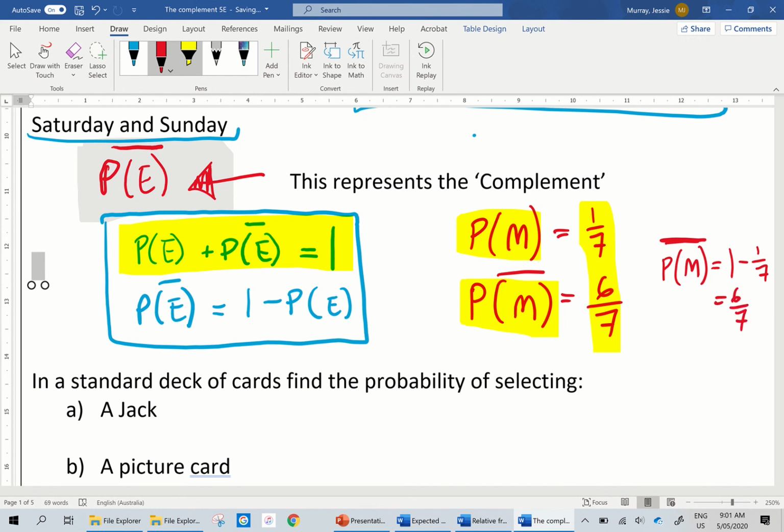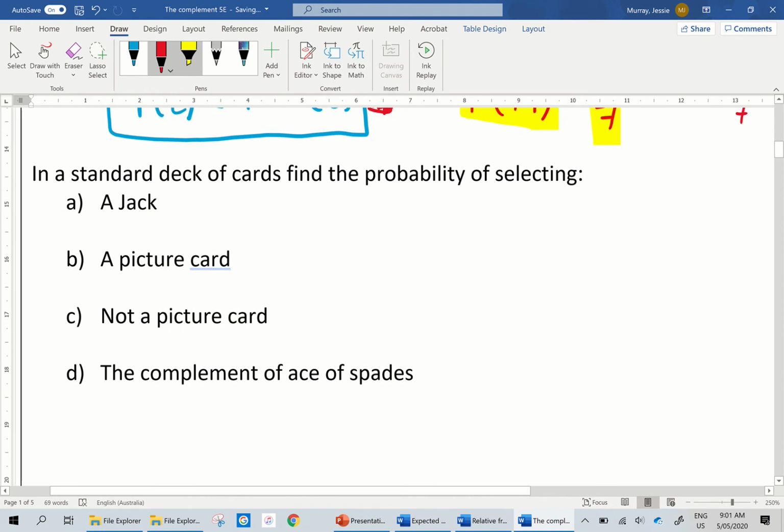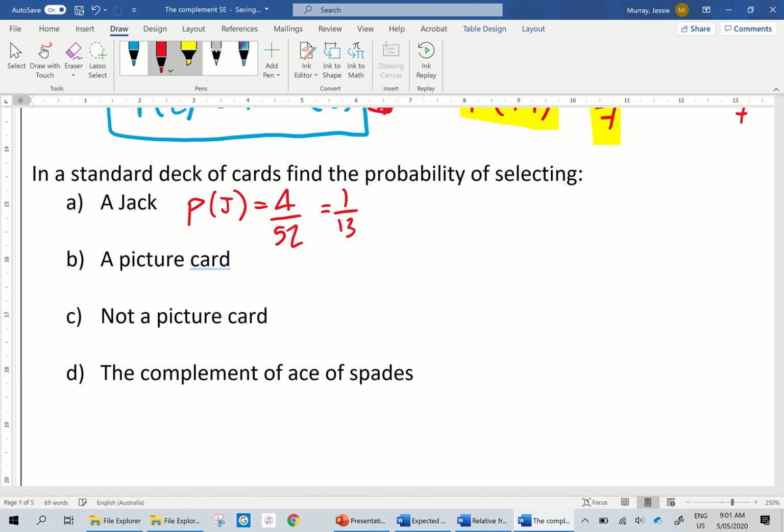A lot of the time, you don't really need that formula because the complement is an obvious thing. For example, let's have a look at these. In a standard deck of cards, find the probability of selecting a jack. Well, that's not to do with complement, it's just warming you up. So there's 4 jacks out of 52, which we know simplifies to 1 in 13. A picture card, so that's your jack, queen, or king. There's 12 of them out of 52. And what does that simplify to? 3 in 13, if I did that correctly.